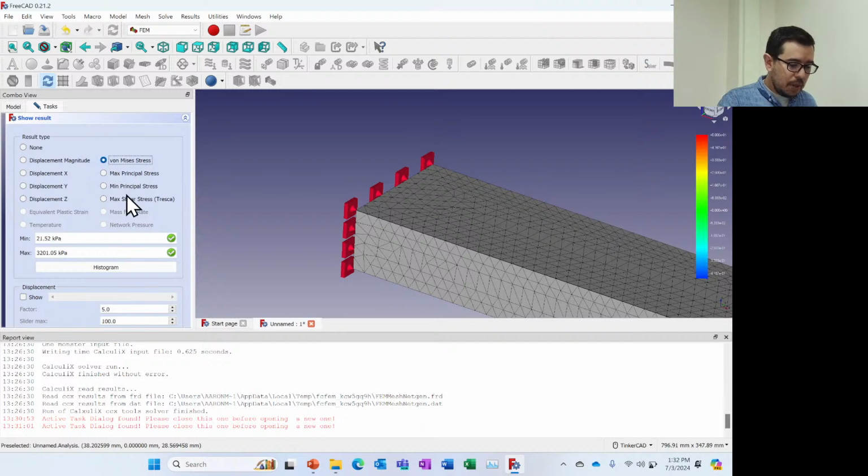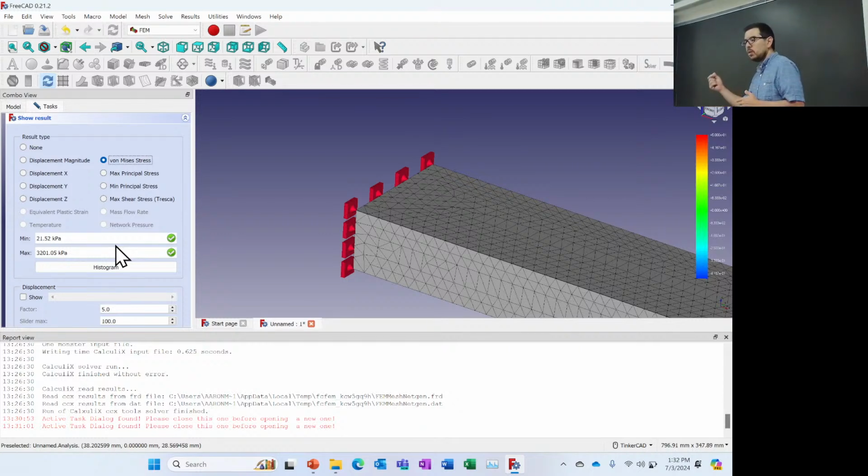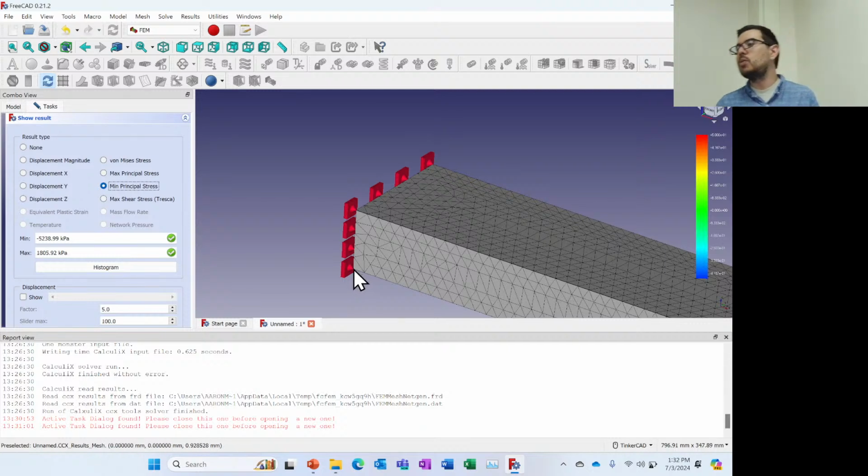Another good guess would be the von Mises. The von Mises is supposed to be telling us what the equivalent stress would be to a tensile force, and that one comes out to be 3.2 megapascals. So that one ends up being a little bit closer. Another option would be the minimum principal stress. That would be on the bottom side, the most negative, the flip of what's on the top. So that one comes out to be like minus 5.2 megapascals.